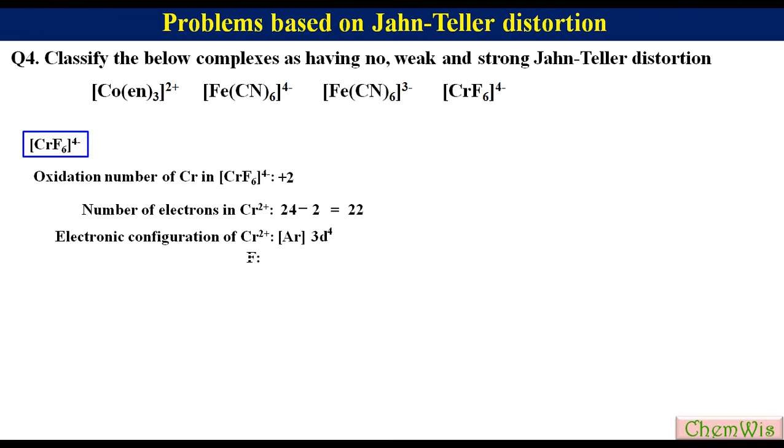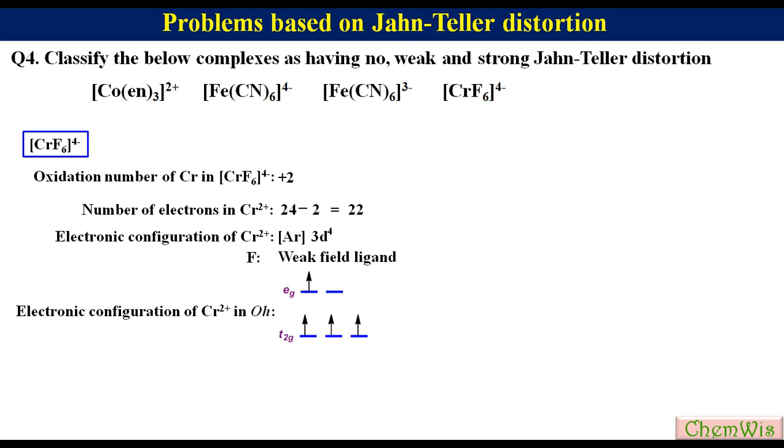Fluoride is a weak field ligand, so the splitting of d orbitals and electronic configuration of Cr2+ in the octahedral environment will be like this. Since it has unsymmetrically filled eg orbitals, the Jahn-Teller distortion will be strong.